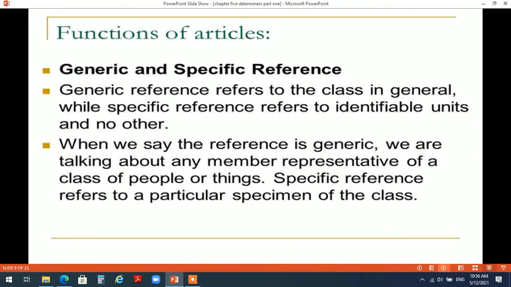So when we say the reference is generic, we are talking about any member representative of a class of people or things.